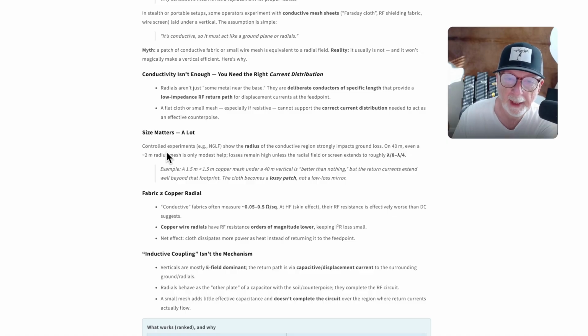Size matters a lot. Controlled experiments show the radius of the conductive region strongly impacts ground loss. On 40 meters, even a 2-meter radius mesh is only a modest help. Losses remain high unless the radial field or screen extends to roughly 1/8 or 1/4 wavelength. Here's an example: a 1.5 meter square copper mesh under a 40 meter vertical is better than nothing, but the return currents extend well beyond that footprint. The cloth becomes a lossy patch, not a low loss mirror.